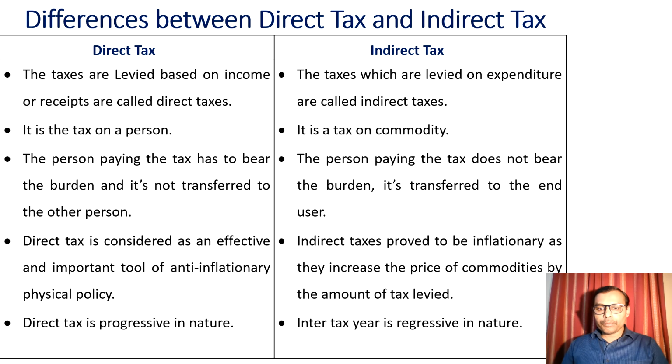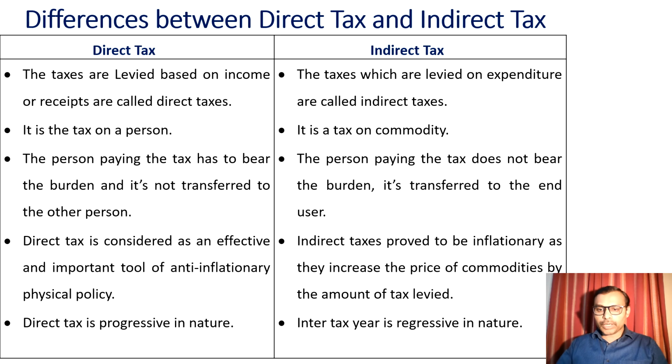He has to pay the tax at the end, full tax at the end. Next, direct tax is considered an effective and important tool of anti-inflationary fiscal policy. What is it? Anti-inflationary fiscal policy is nothing but, for example, the higher income earner has to pay the highest tax in the country. So what will happen? It will avoid inflation in the market.